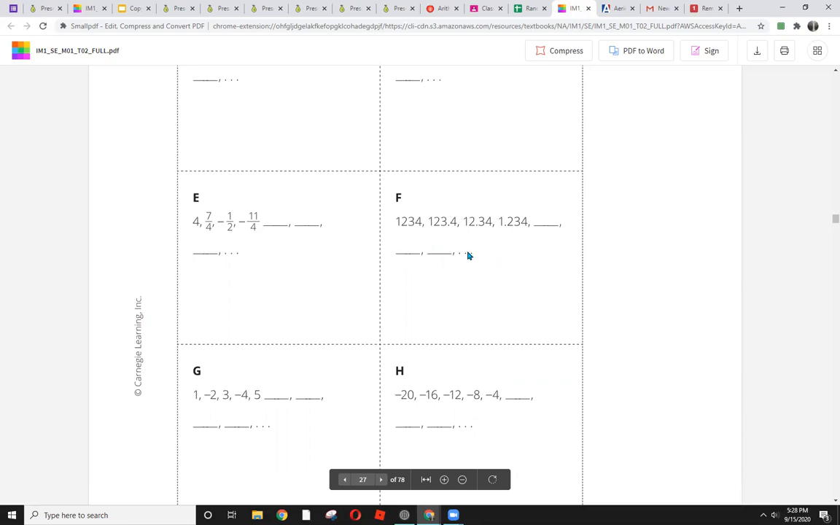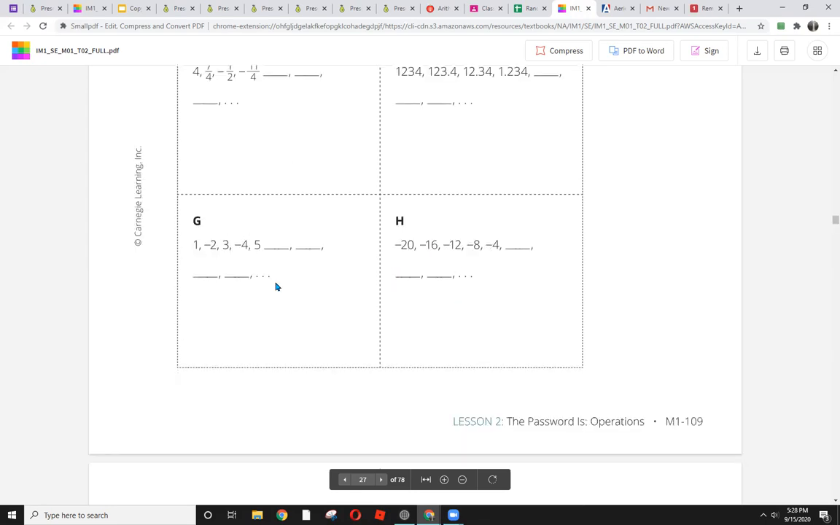F, we are not subtracting the same amount, so it's not an arithmetic sequence. G, it's going from positive to negative to positive to negative. It's a nice sequence, but it's not arithmetic. H, it looks like we're adding 4. So -20 plus 4 is -16, plus 4 is -12, plus 4 is -8. Since we're adding the same amount, H is an arithmetic sequence.